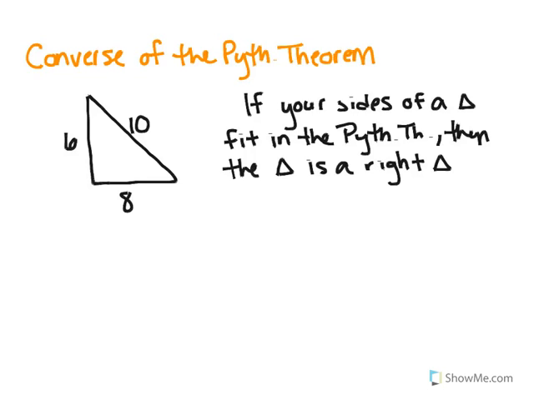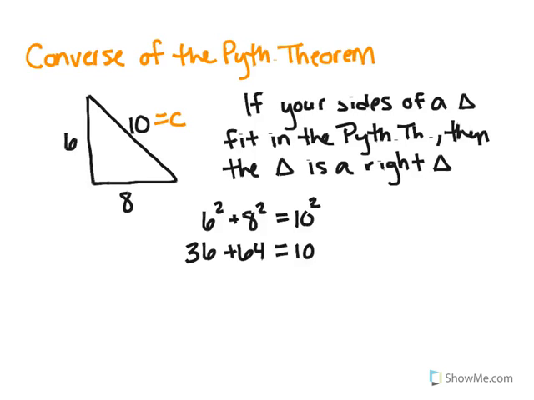Now the longest side is going to be c, because it should be the hypotenuse if this really works. So we're just going to go ahead and set this up. 6 squared plus 8 squared equals 10 squared. What you're looking for is that the left-hand side matches the right-hand side. So we're going to square our numbers. 6 squared is 36, and 8 squared is 64. 10 squared is 100. And sure enough, 36 plus 64 is 100, which means that the triangle is a right triangle. So that's all the converse of the Pythagorean theorem says.